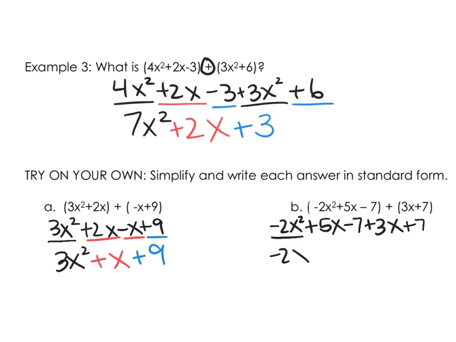Negative 2x squared doesn't go with anybody else, so I'm just going to bring it down. Positive 5x and positive 3x can go together, giving me positive 8x. And then negative 7 plus 7 happens to cancel out, so I don't have to put anything because that becomes 0. I double check. My answer is in standard form, so I am done.